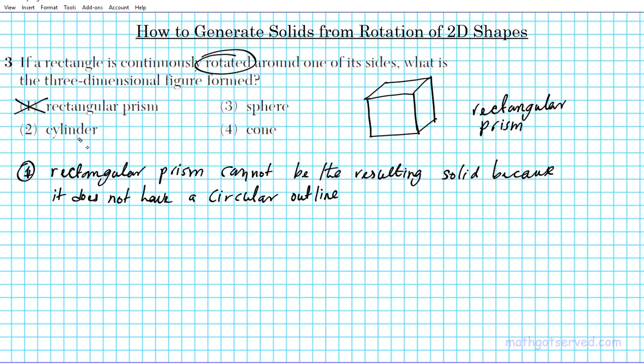Okay, but if we think about a cylinder, a sphere, and a cone, these three other options have circular outlines. So we want to carefully consider them because you can actually create all these three solids by rotating two-dimensional shapes. So the question is, which one is a result of rotating a rectangle continuously around one of its sides?